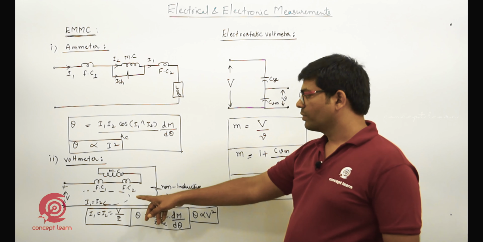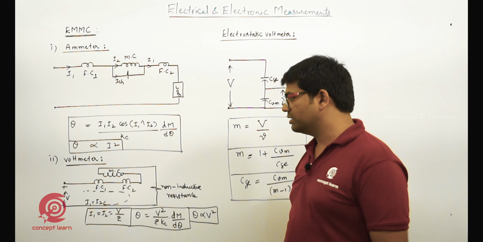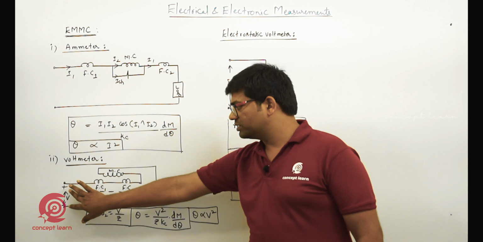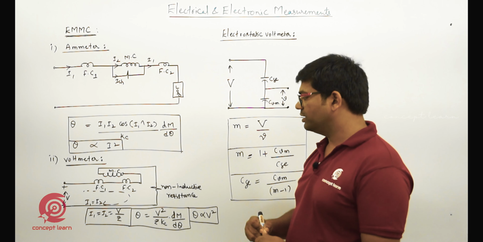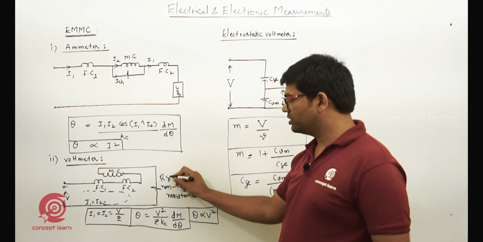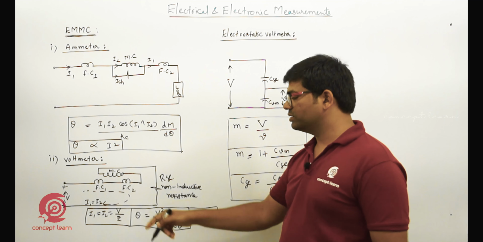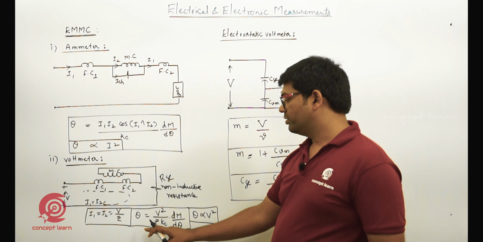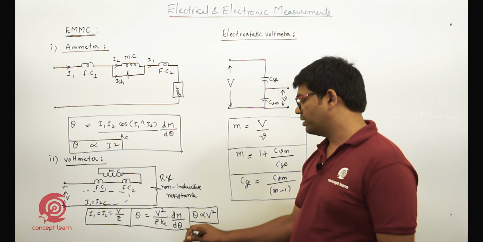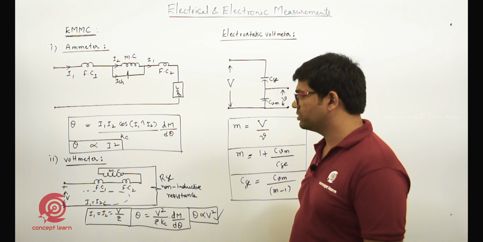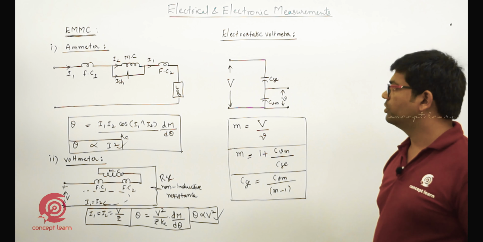In the voltmeter, the two fixed coils and the moving coil are all connected in series, and whatever voltage we measure, we apply at this position. Additional to this, we connect a high series resistance which is non-inductive. All these are connected in series, so the current is the same, and I can write it as V square by the impedance, that is Kc into dM by dθ. Overall, if you notice again, theta is proportional to V square, right? A square law instrument, whether it is an ammeter or a voltmeter.